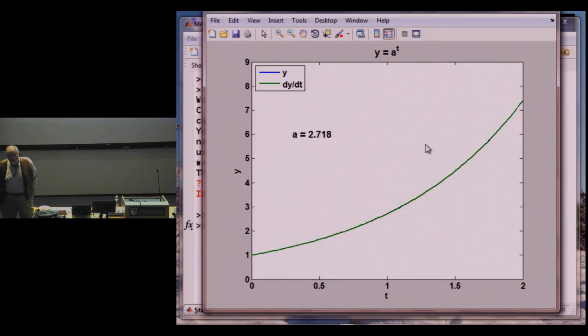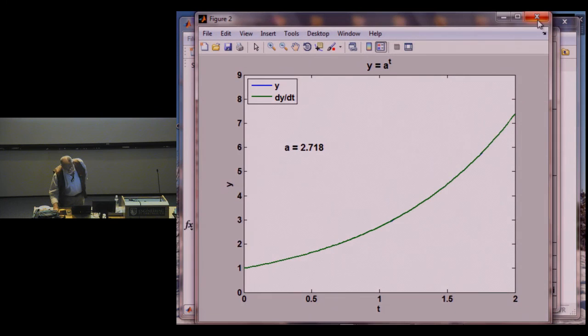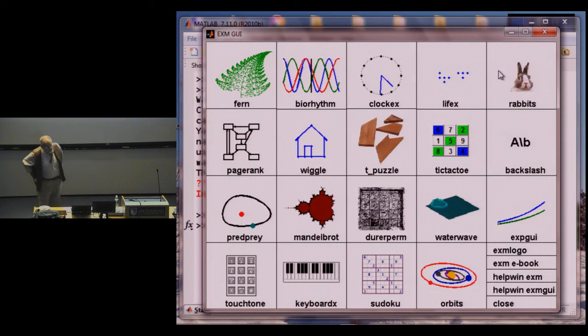So if I can get this kind of thing into, say, the beginning course in computing for engineers at Dartmouth, I'd love to do that. If I could get it into high schools for bright students, I'd love to do that. So that's the kind of thing I enjoy working on, and that's called Experiments in MATLAB, and it's on our website.